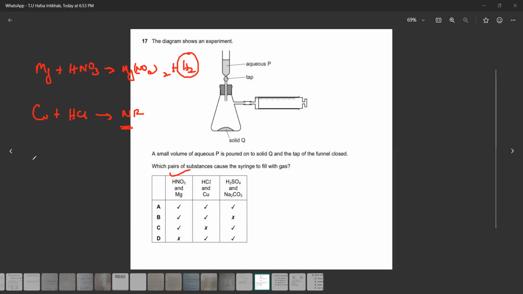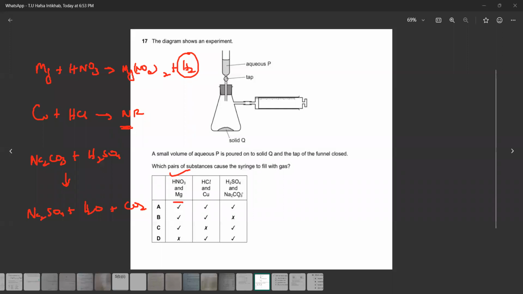And when sodium carbonate, Na2CO3, reacts with sulfuric acid, H2SO4, as a result, what will it give? It will give sodium sulfate, the salt, plus water, H2O, plus carbon dioxide, CO2. So nitric acid and magnesium will give a gas. This will also give a gas.